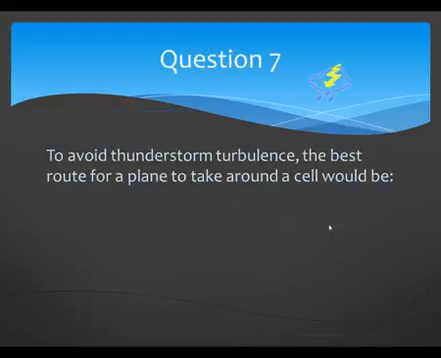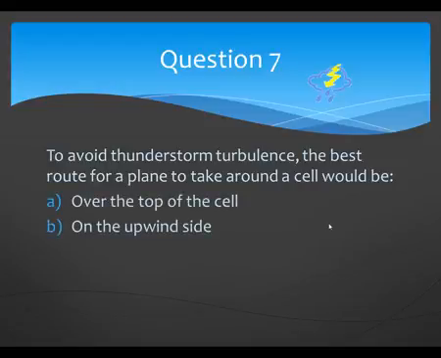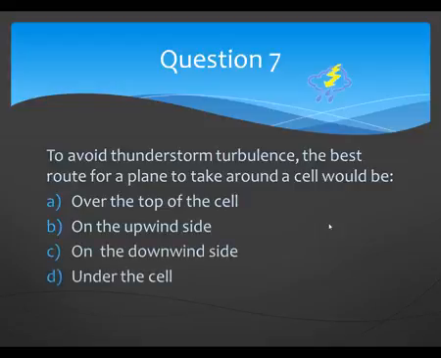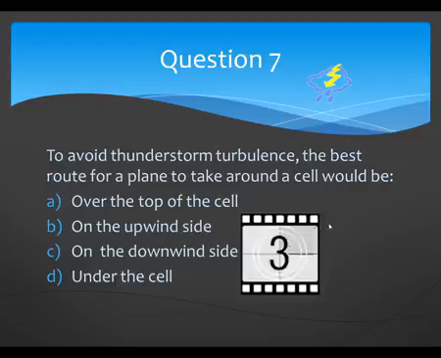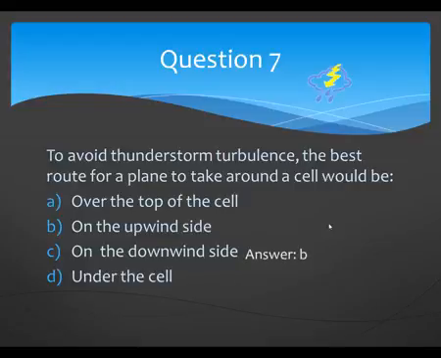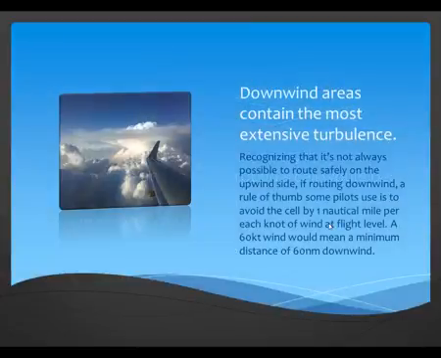Question 7. To avoid thunderstorm turbulence, the best route for a plane to take around a cell would be over the top of a cell, on the upwind side, on the downwind side, or under the cell. And the answer is B, on the upwind side. That's because downwind areas around a thunderstorm contain the most extensive turbulence.